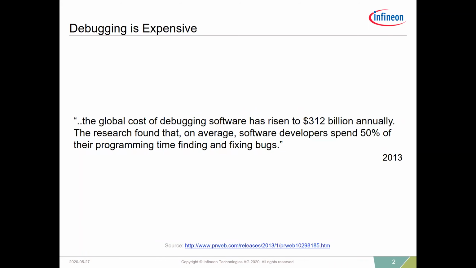Debugging is very expensive. This is a statement from 2013 stating that the average time a developer spends on debugging is about 50%, and this raised an annual bill of $312 billion. And now consider that this is from 2013. Now we have 2020, and I guess it is even more expensive right now.